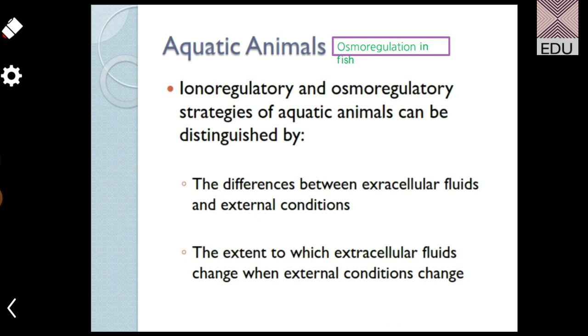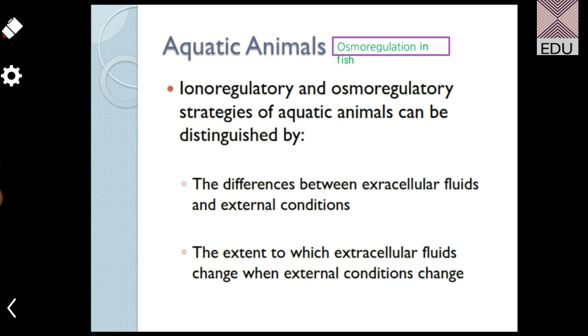Now students, here in the fishes, we are taking some strategies. Here we have ionoregulatory and osmoregulatory strategies of aquatic animals, and those can be distinguished by some factors. Now, the differences between the extracellular fluids and the external conditions. This is a very important thing to note. What are extracellular fluids? These are the fluids which are present in between the cells, outside the cells.